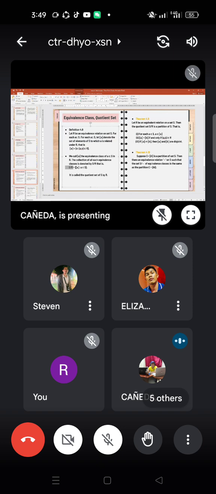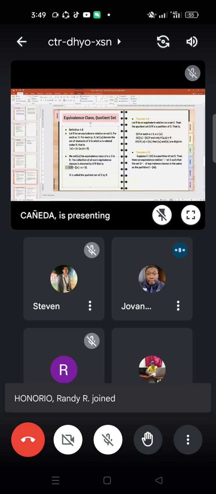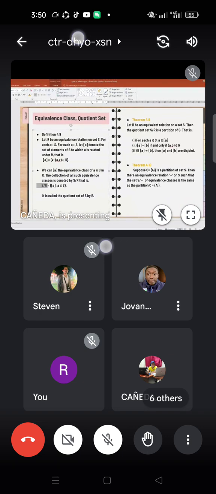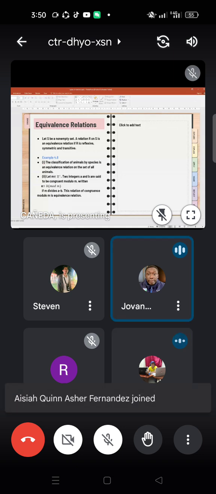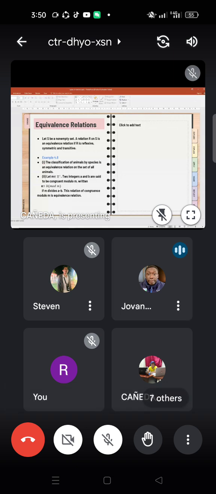Quotient set. So, by definition 4.9, let R be... If A is related to B, meaning 2 divides A minus B. But if 2 divides A minus B, then it is divisible. If A is related to B, yes sir.